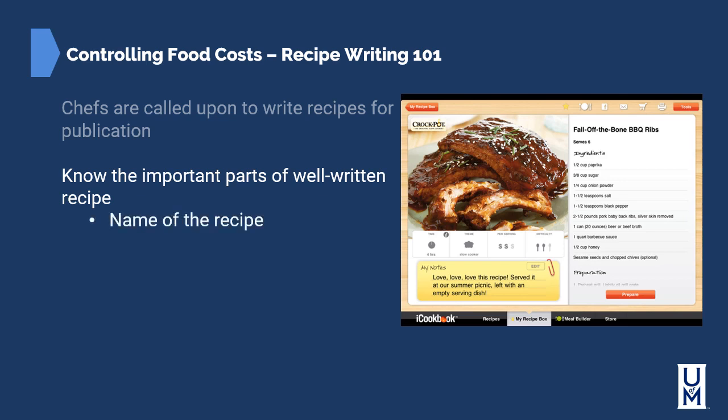The name of the recipe is important. That's your marketing. Fall off the bone barbecue ribs. Well, if they're not fall off the bone, then it's mismarketing and you're going to miss your intended market on that. Yield, or the number of servings, is important. We want to know that this particular recipe serves 6. Yeah, 6. I'm going to eat about 4 of those myself.